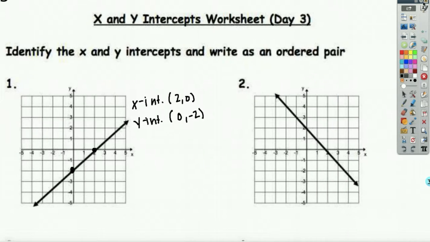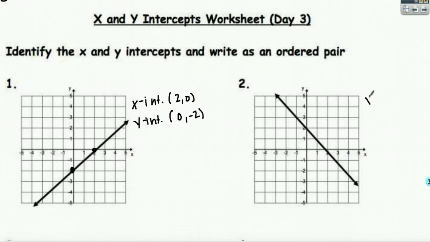On number 2, if we need to find the x-intercept, we're going to find where the graph crosses the x-axis, and that would be right here. And our x-intercept would be at (2, 0). And our y-intercept will be where we cross the y-axis, which will be right here. And that's at (0, 2).